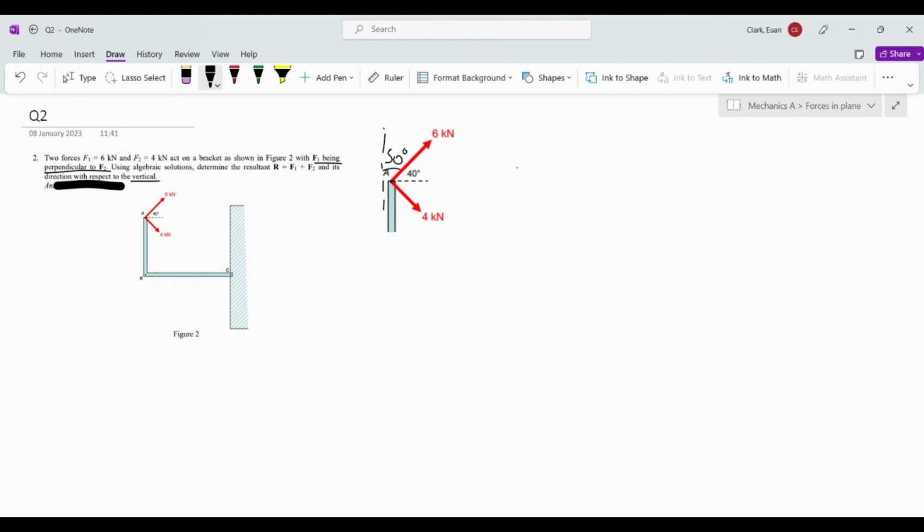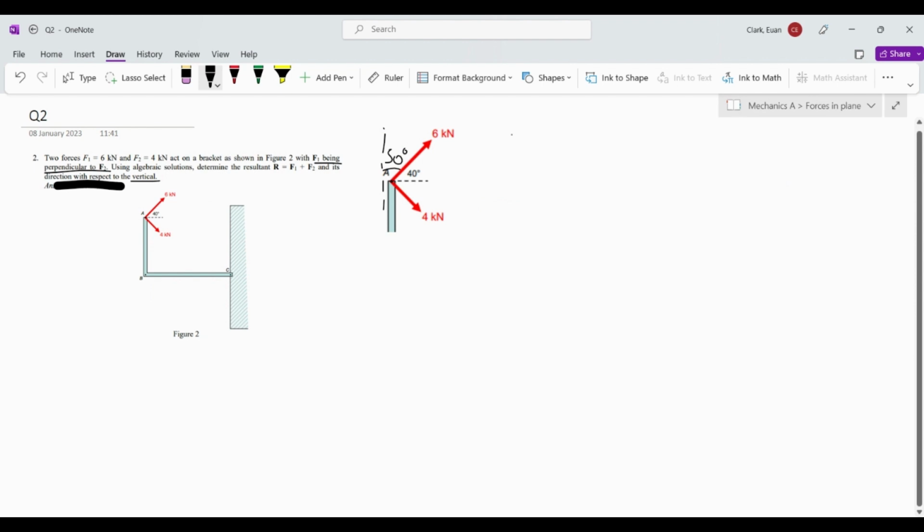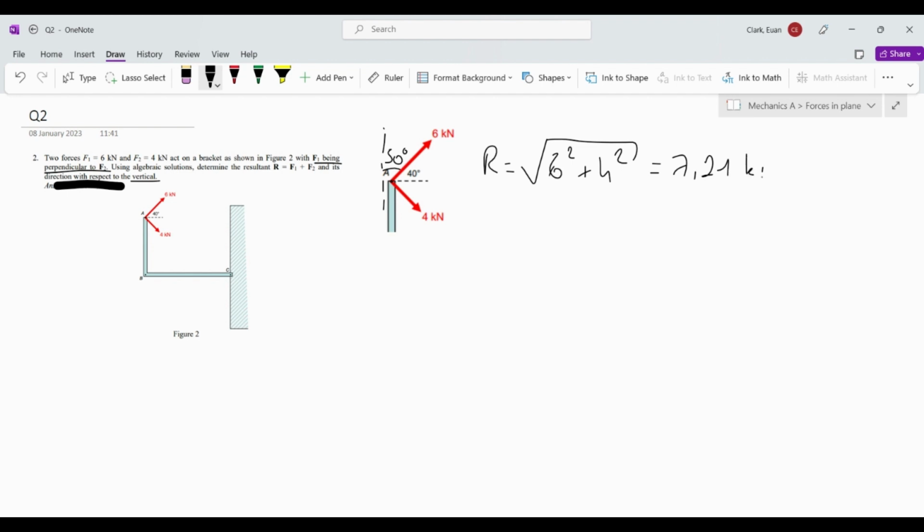And same as before, knowing that with this formula here, F1 and F2 are perpendicular, so this will become 0, so we can use this formula straight away, which will make things a lot easier and a lot quicker. So R is equal to the square root of 6 squared plus 4 squared. These are F1 and F2, and this is going to give us 7.21 kilonewtons, which is fantastic.